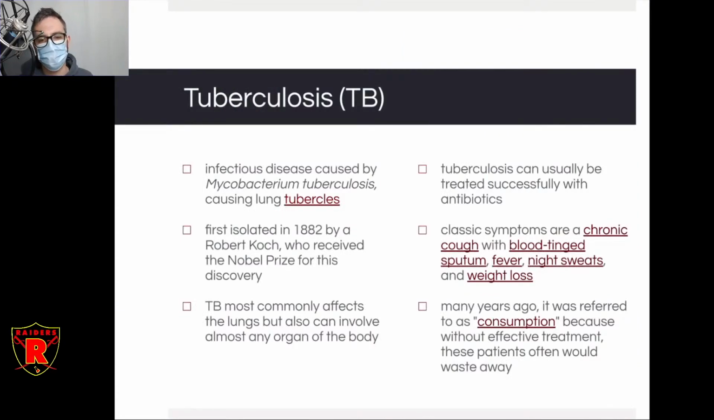TB, not something that you guys worry about too often here in North America. TB is quite rare in North America. It's an infectious illness caused by Mycobacterium tuberculosis, and it causes something called lung tubercles. A tubercle is basically a very large colony of bacteria that is so big that it's macroscopic. It looks like a pocket of bacteria growing in the lungs. It is one form of tuberculosis.